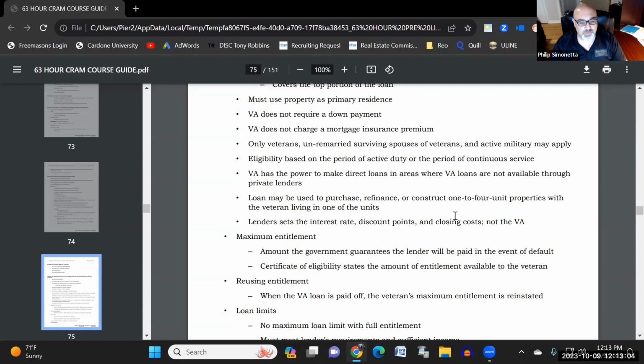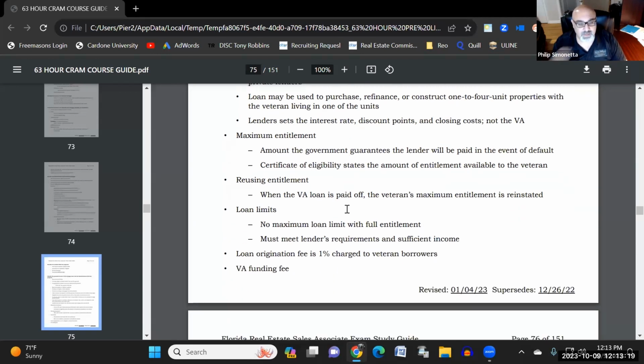Okay, the loan may be used to purchase, refinance, or construct a 1 to 4 unit property with the veteran living in one of the units. The lender sets the interest rate, discount points, and closing costs, not the VA. It's negotiated. Okay, there's a maximum entitlement. The amount the government guarantees the lender will be paid in the event of default. There's a certificate of eligibility, and that states the amount of entitlement available to the veteran. You can reuse the entitlement. Once a VA loan is paid off, the veteran's maximum entitlement is restated, and they can use it again for a different property.